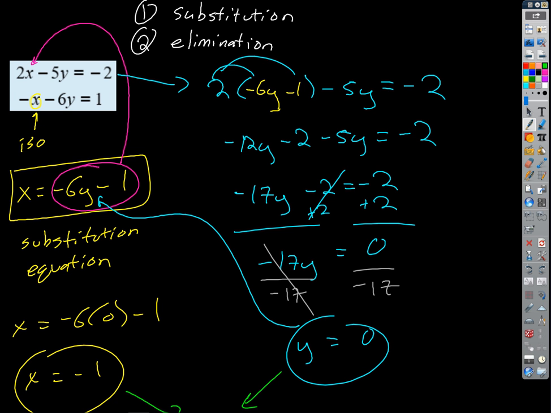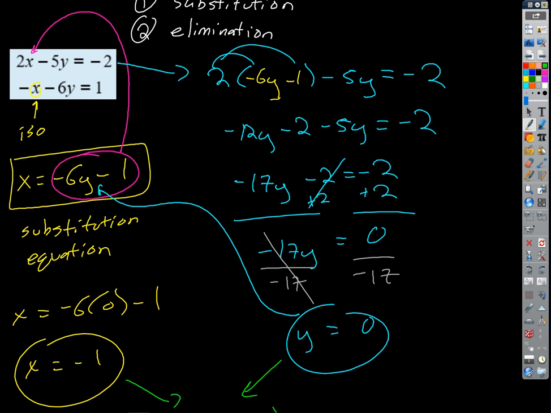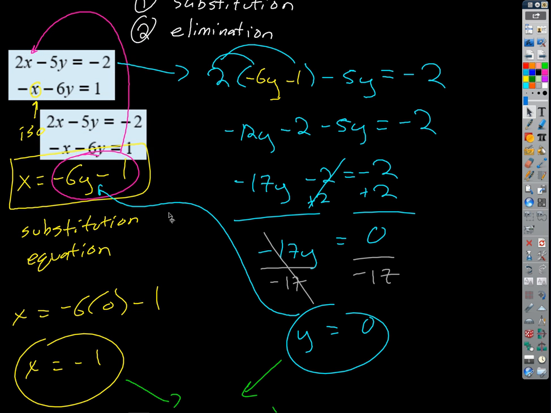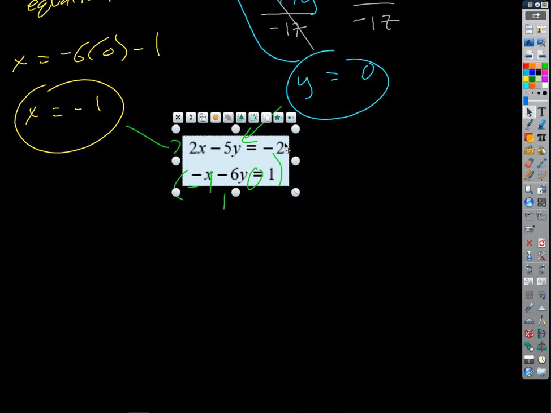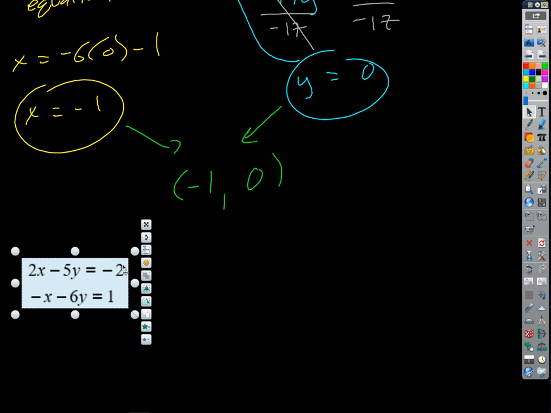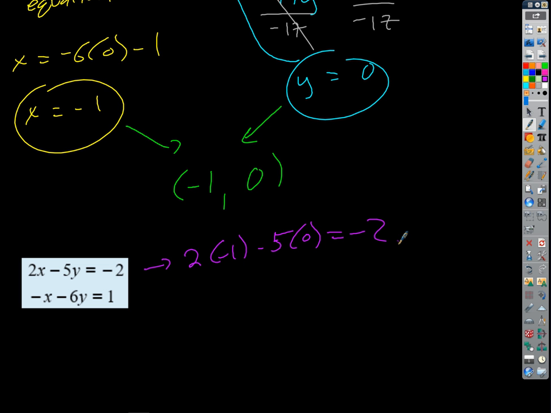If I plug them into this top equation up here, what am I going to get? Let's see. Let me just copy that. Come down here so we can try this out, see if it works. Okay, so the top one gives us, if we plug it in, 2 times negative 1 minus 5 times 0 equals negative 2. True or false? Yeah, it's true, isn't it?